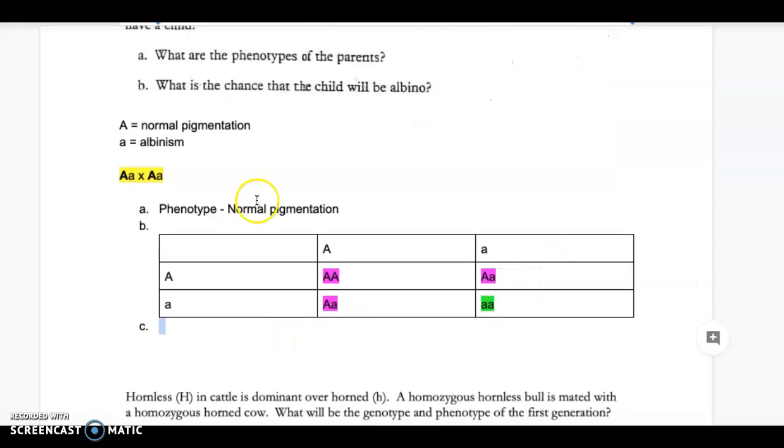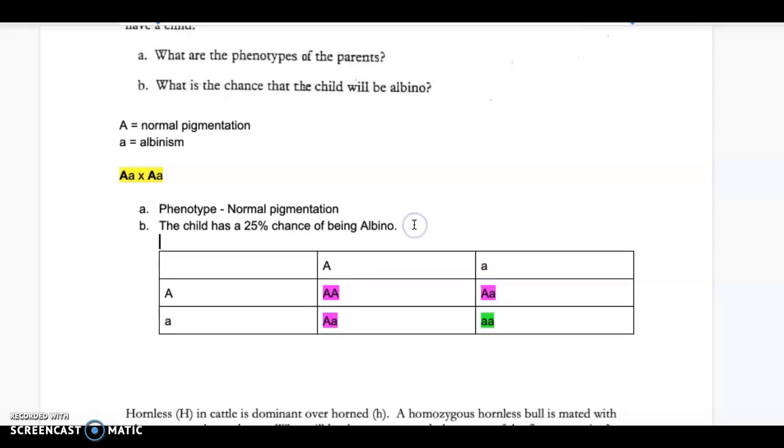Okay, so when we ask what are the chances that the child will be albino, you write in a full sentence: the offspring or the child has a 25% chance of being albino, because it's a quarter, and a quarter is 25%. All right, so you've answered the question, but you always have to show your working out in a question like this, okay?